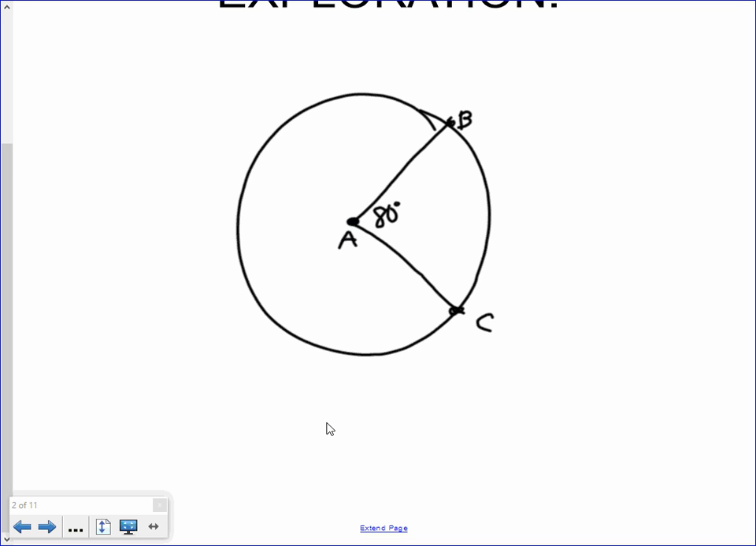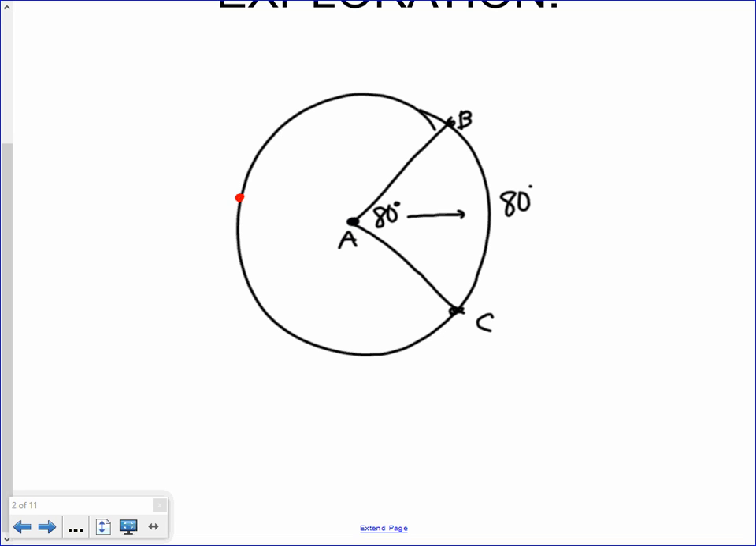Now we learned about, this is called a central angle because the vertex is at the center. We learned about this in section 2. And we learned that central angles are exactly the same degree measure as the arc that they intersect. So if this arc is 80, this angle is 80. Okay? Well, what you're going to learn today is about something called an inscribed angle.